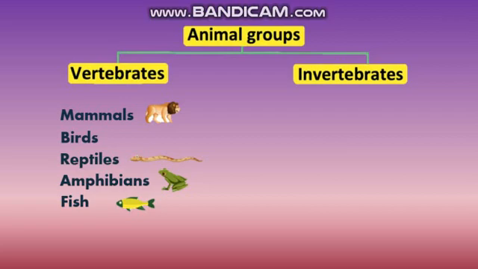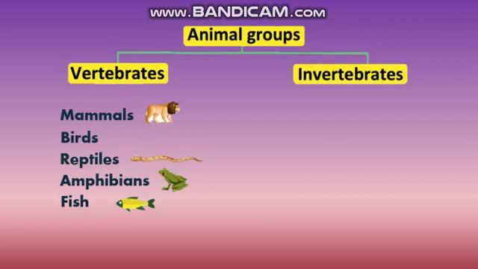Amphibians have damp skin. First, they use their gills to breathe and then lungs. Amphibians lay soft eggs in water and their body temperature changes. Therefore, they are cold-blooded animals. For example, a frog.